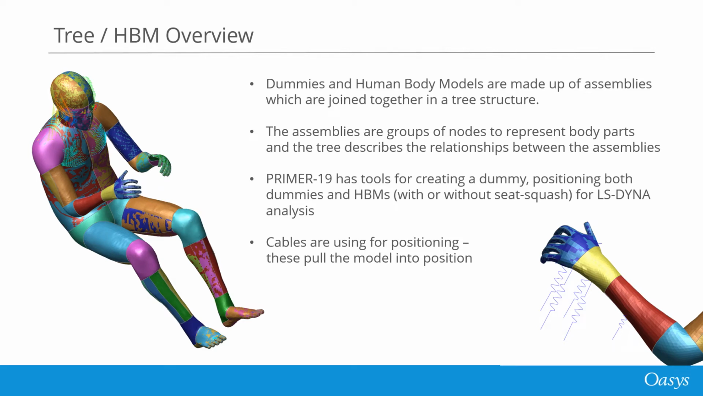The dummy HBM and Seatsquash tool is used for positioning the body and squashing seat foam within a single LS-DYNA analysis. This is done by creating cables which pull the various parts of the body into the specified target position. An example of cables can be seen in the bottom right. These will have the effect of the hand translating downwards, hinging at the elbow.